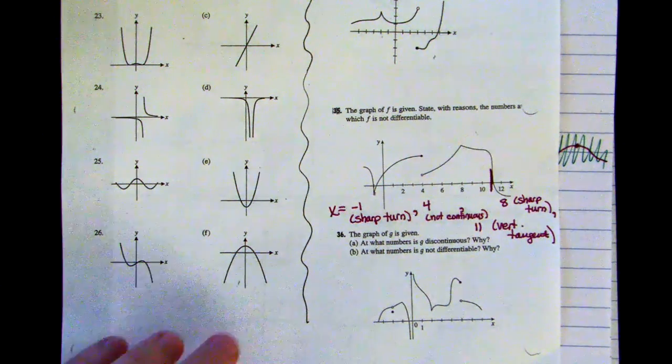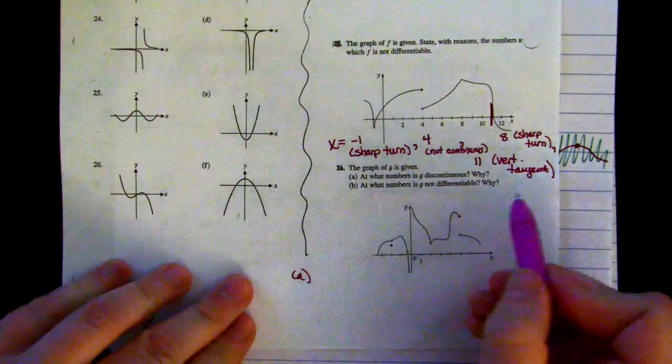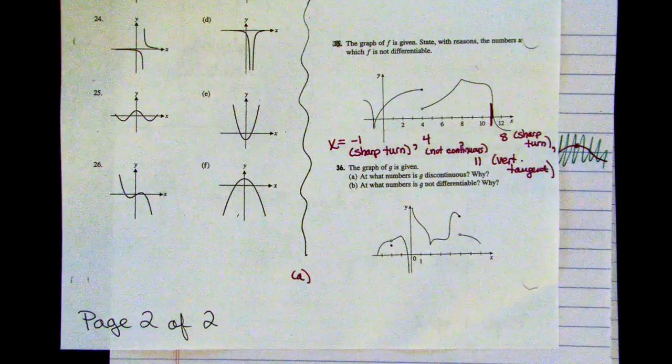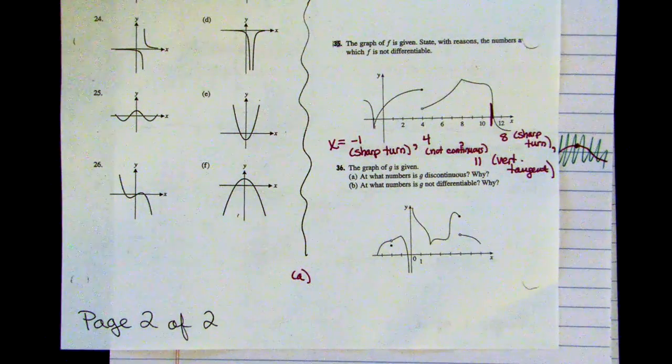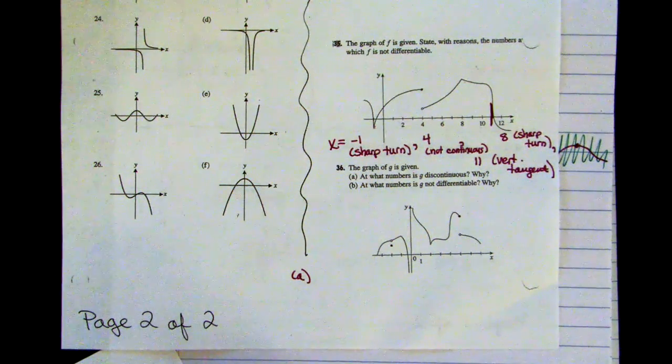One more of these. 36. 2 parts here. Part A, where are we discontinuous and why? Your reasons for why will be things like there's a hole, there's a jump, there's a vertical asymptote. B, where are we not differentiable? That's where you're going to give our 3 new terms. We're not continuous, we have a sharp turn, or there's a vertical tangent. Try part A. Where is g discontinuous and why?